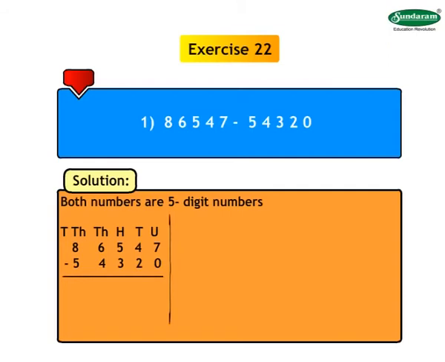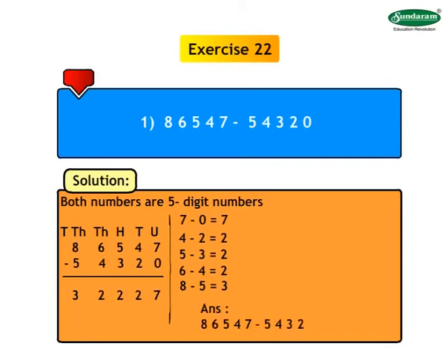Difference in the units place digit is equal to 7 minus 0 is equal to 7. Next, subtract 2 tens from 4 tens is equal to 2 tens. Next, subtract 300 from 500 is equal to 200. Then, subtract 4,000 from 6,000 is equal to 2,000. Finally, subtract 50,000 from 80,000 is equal to 30,000 is equal to 3 TTH. Write the calculated digits in their appropriate places in the answer's place as shown. Hence, answer is 86,547 minus 54,320 is equal to 32,227.